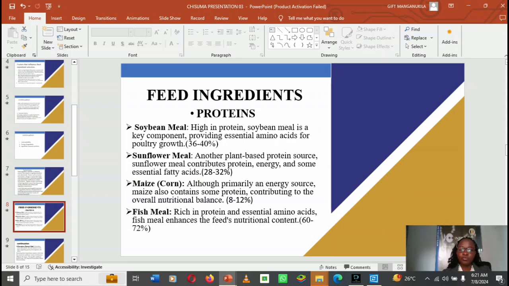Then fish meal, rich in protein and essential amino acids. Fish meal enhances feed's nutritional content. So fish meal has 60 to 72% of protein in it. It's actually the highest from the list that I've put down here. There are many other protein ingredients, but these are the commonly known. If you have any other, definitely you can drop it in the comment section. Then we can see how we can fuse this one in.